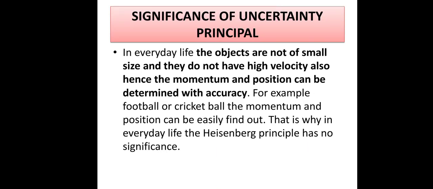Significance of the uncertainty principle. An important implication of the Heisenberg uncertainty principle is that it rules out the existence of definite paths or trajectories of electrons and other similar particles.